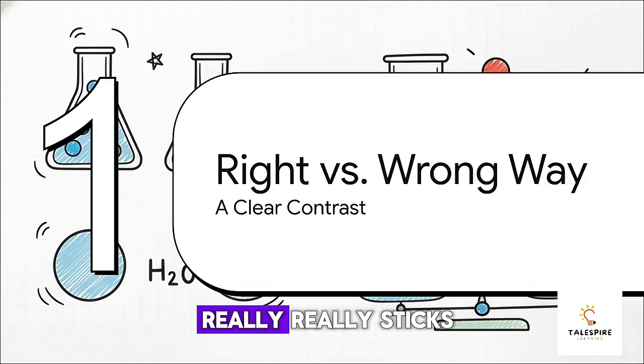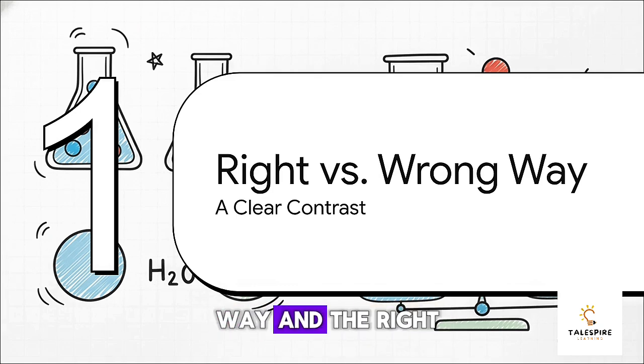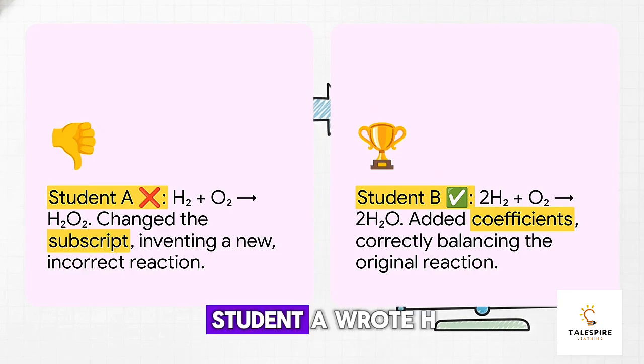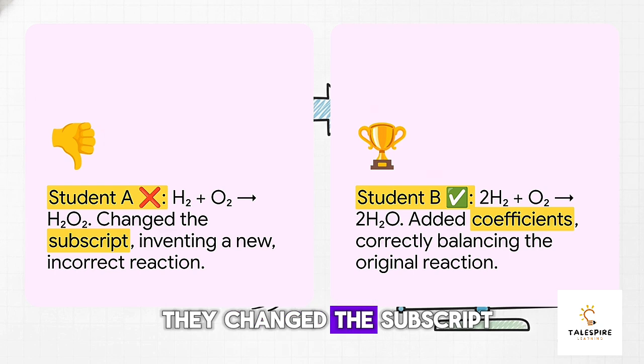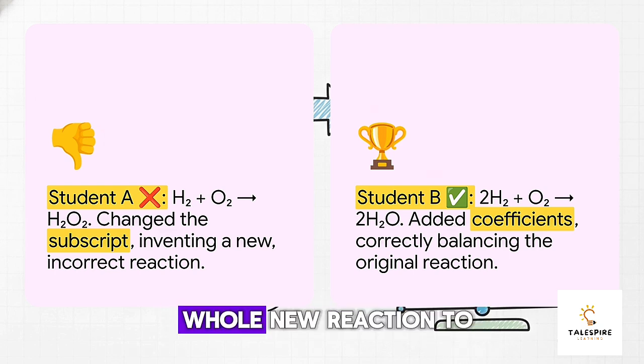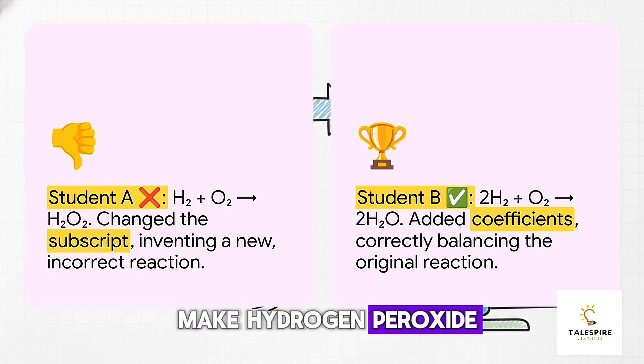To make sure this really sticks, let's put the wrong way and the right way right next to each other and see the difference. Okay, so student A wrote H2 plus O2 equals H2O2. What did they do? They changed the subscript. They basically invented a whole new reaction to make hydrogen peroxide.